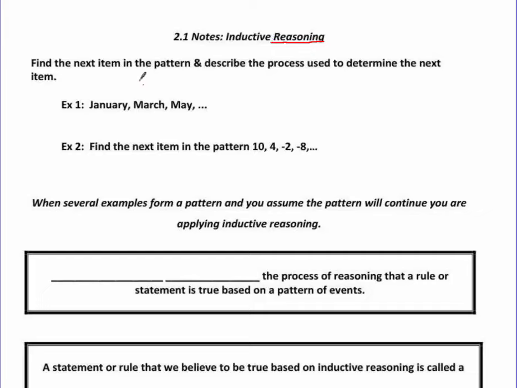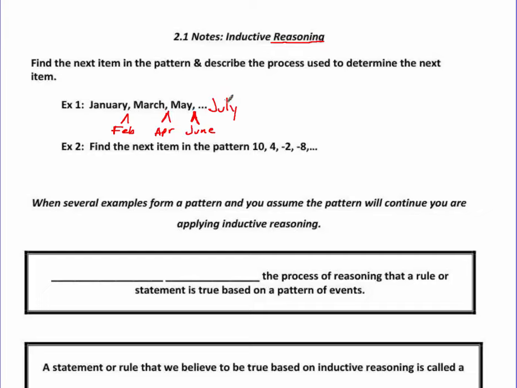Just to get you thinking about what it's like, let's look at this pattern that we see here. We see January, March, May, and to determine what comes next, the best way to do it is to look at the examples that you're given and determine what's going on. So from January to March, we see that we skipped February. And then from March to May, we see that we skipped April. So we could logically conclude that we're probably going to skip June, and the next month should be July.